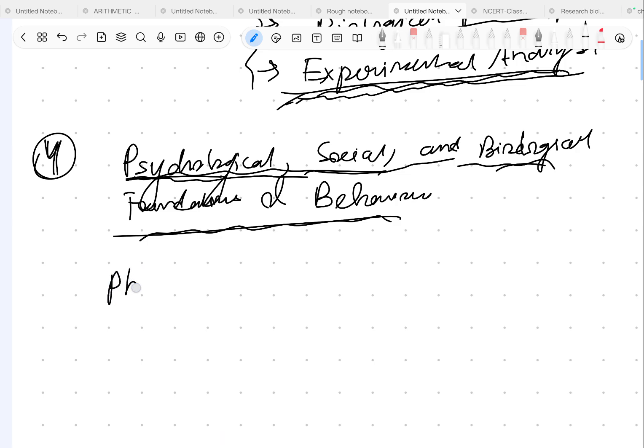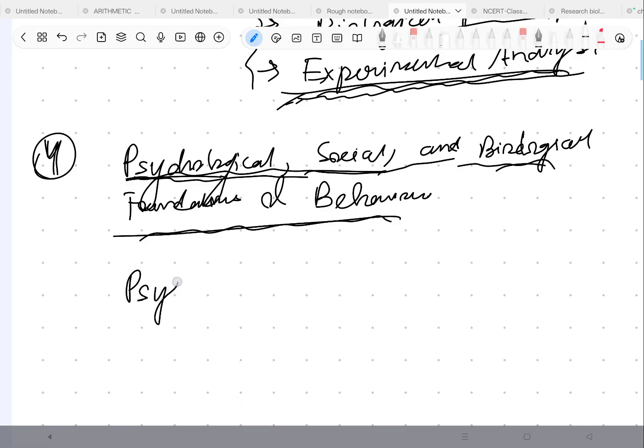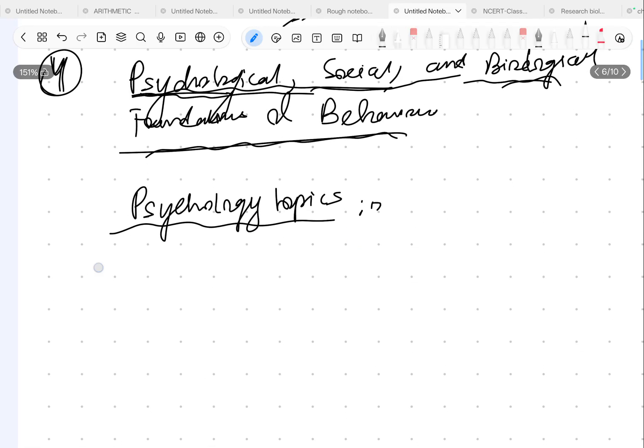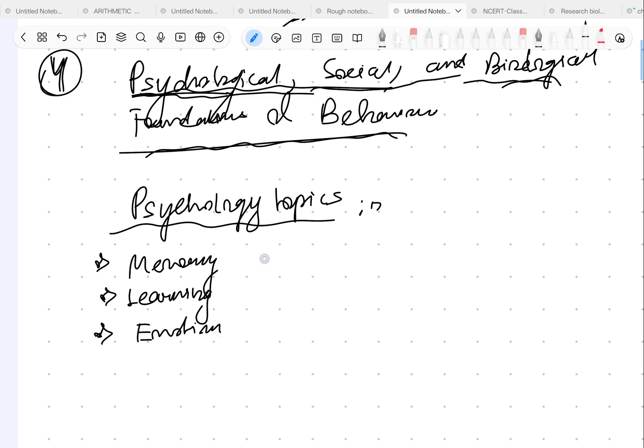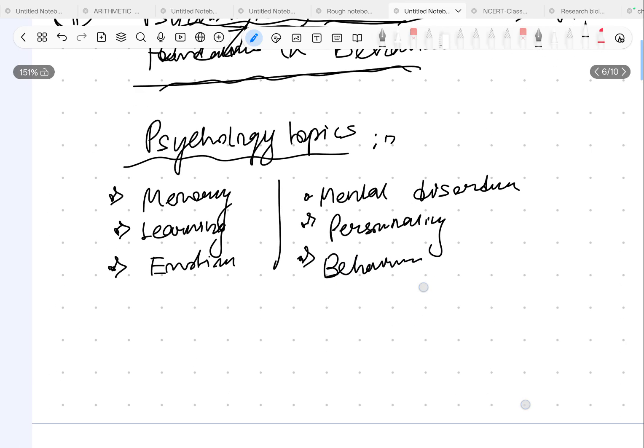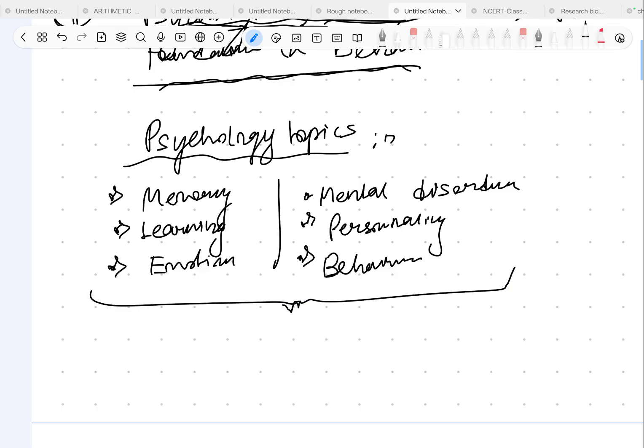Let me tell you in more detail. Psychology topics deal with memory. How is memory lost in a person? How is memory gained? You will study long-term memory and short-term memory, the structure of the human brain and its coordination with different organs, and then mental disorders, emotions, and personality. These are non-science topics, but they have coordination with science. Don't think non-science means it has no coordination with science.